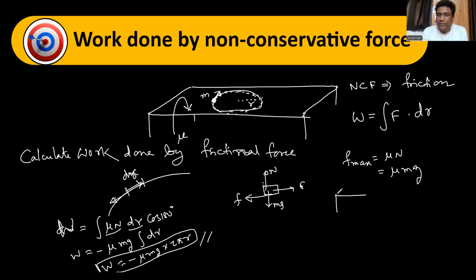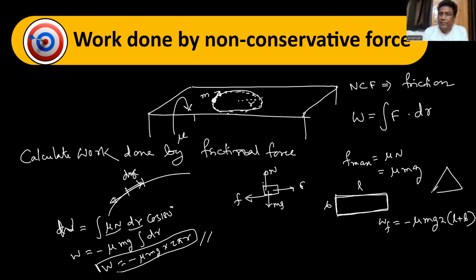If you go in a rectangular loop, okay, say it is B, it is L. So the answer will be what? Work done by friction will be minus mu mg times B plus L plus B plus L, meaning 2 times L plus B. Okay. If you go in an equilateral triangle, L plus L plus L, 3L. Okay. This part will be distance only. Have you understood it?